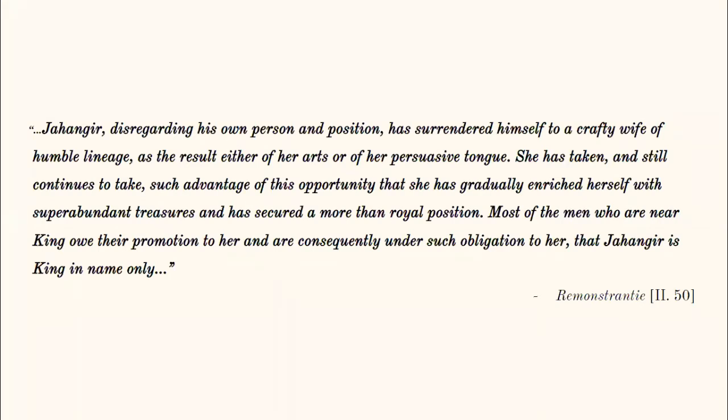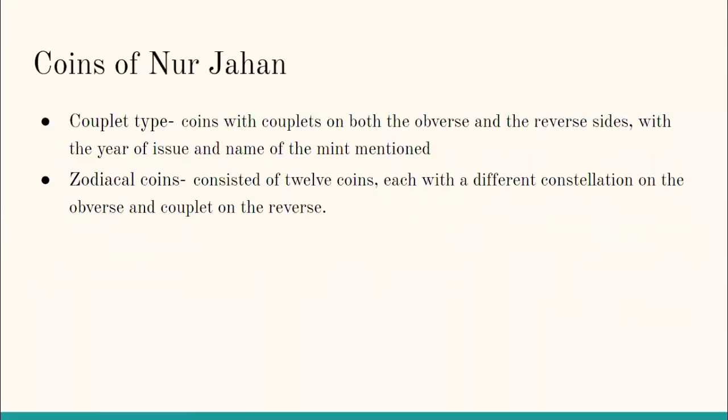It is important to note that these literary texts mentioned above were always written with a certain bias and political motives. Therefore, a heavy reliance on these texts to construct a historical narrative has led these biases to percolate and be repeated at multiple levels in the present scholarship as well. Therefore, I propose that coins, as both archaeological and historical sources, are very important to shed light on these issues. So, coming to the coins of Nur Jahan, we basically come across two major types of coins.